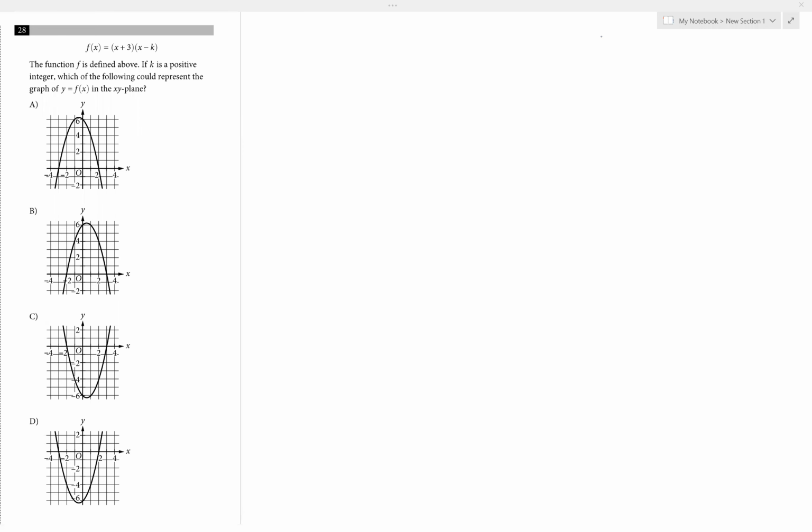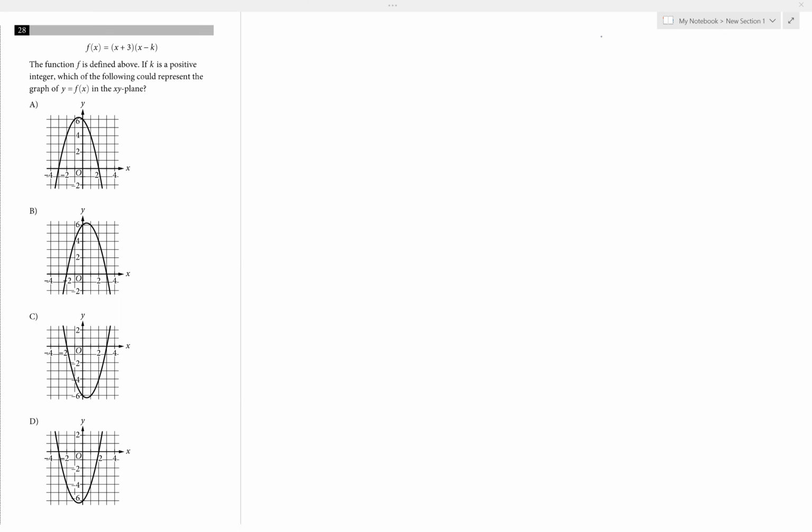All right, number 28. We have f of x equal to (x + 3)(x - k). The function f is defined above. If k is a positive integer, which of the following could represent the graph of y equal to f of x in the xy-plane?